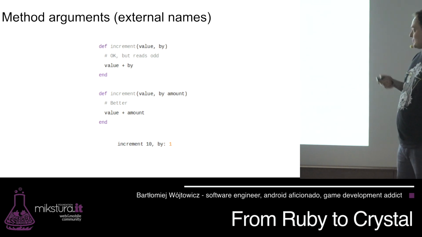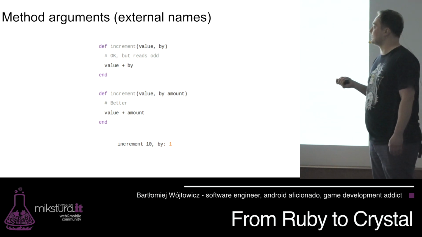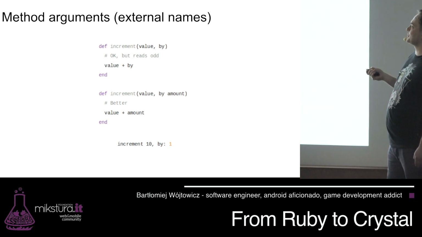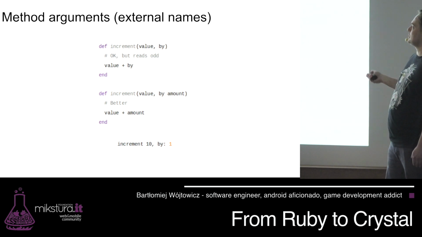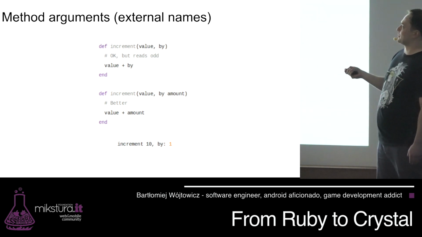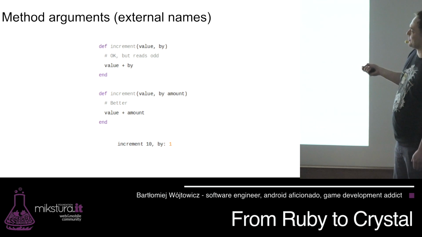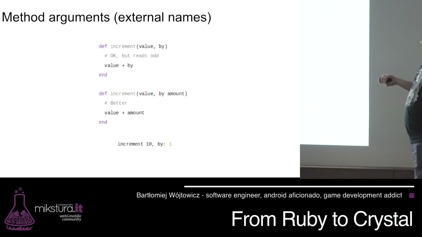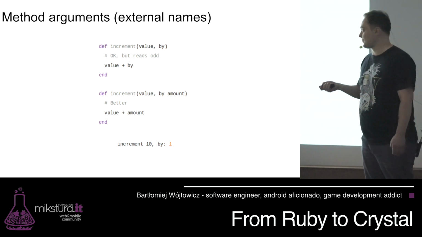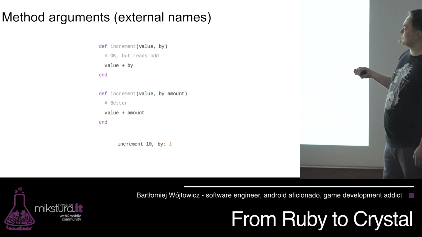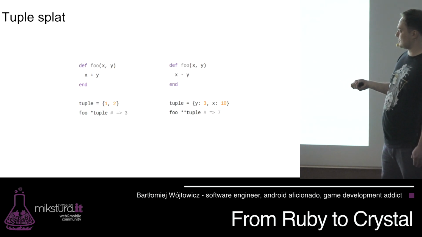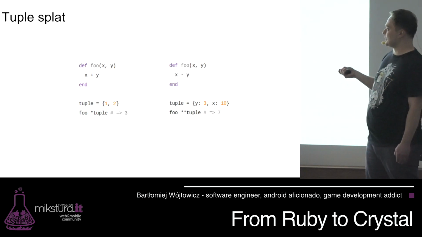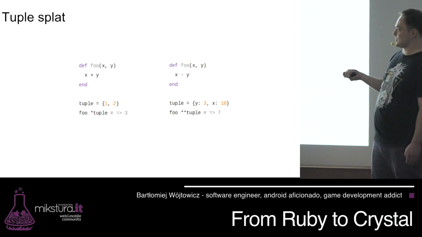Okay, and this is again a new concept. Consider this method, like increment value by element, so I would call it like increment 10 by 1. This reads a little bit weird, but you can create an internal alias for your argument in the method by specifying another word. So the method still will accept by as a parameter, but internally you can use amount. So this is much better to read.